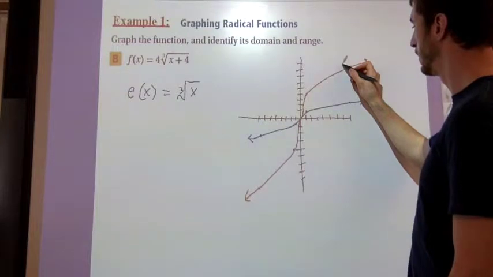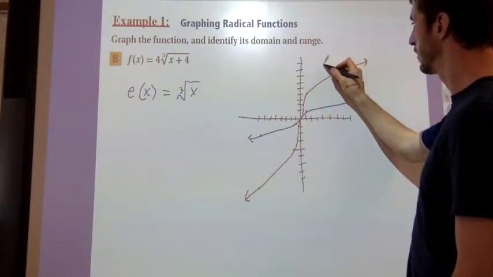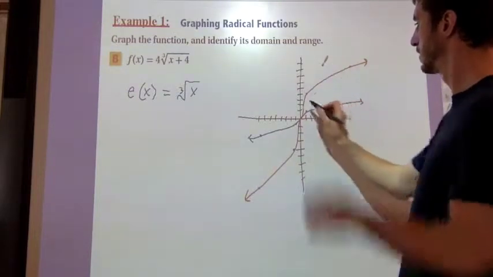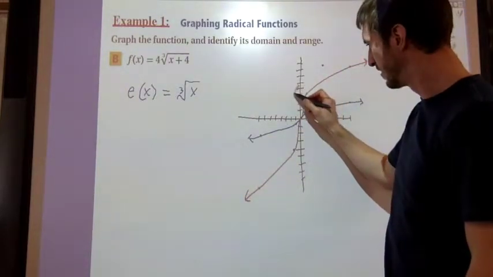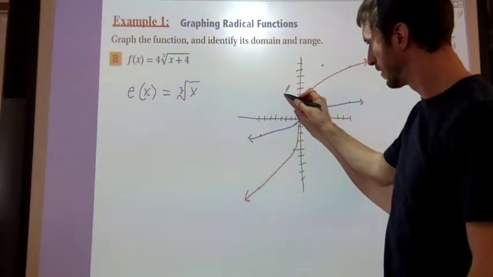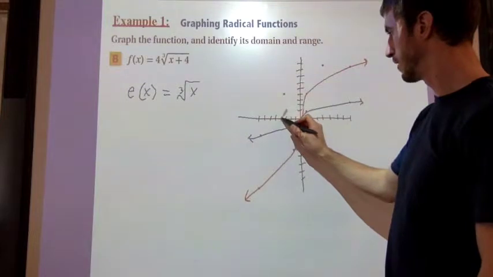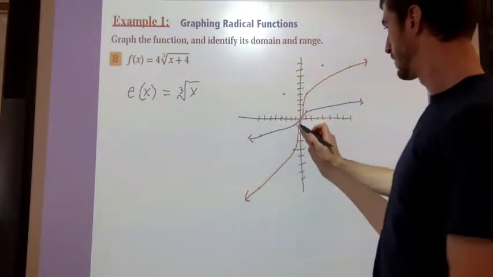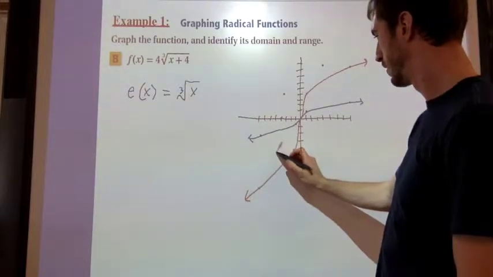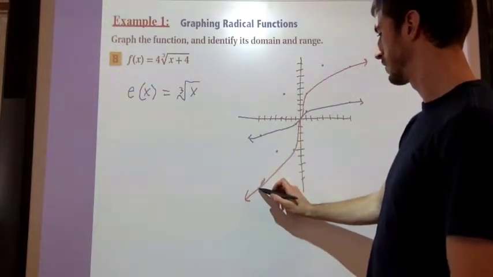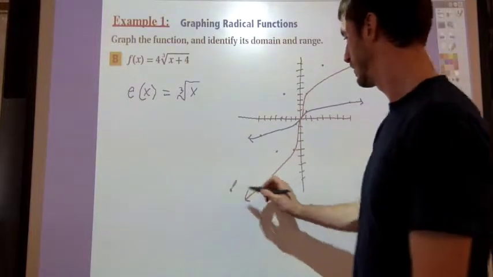So 1, 2, 3, 4. That's where that one goes. This one will go to the left 4. 1, 2, 3, 4. Boom. This one will go to the left 4. This one here will go to the left 4. And then this one will go to the left, 1, 2, 3, 4.